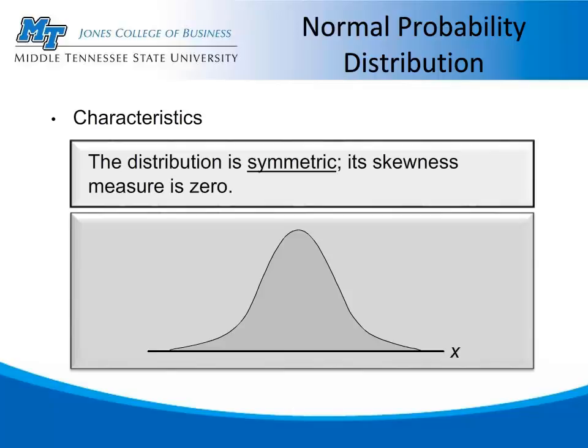It's a mathematical entity. There's not really anything in the world of which I know that's perfectly normal. But the thing about it is there are so many different things that are approximately normal. So it becomes really important as a probability distribution because there's so many things that it describes.